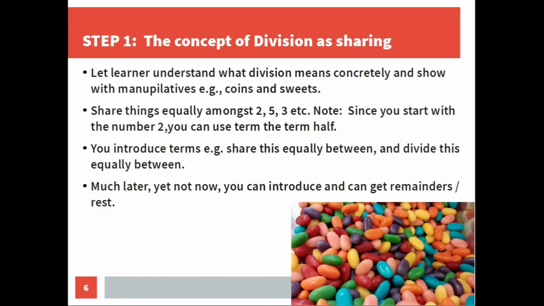Count it out and let the child divide it. First use the term share it amongst four people, share it amongst five people. Let him just share equally, and he will put it 1, 1, 1, 1. So he must first learn that division is sharing, and then you say divide it between them. And if there's a rest, it's not so important now.